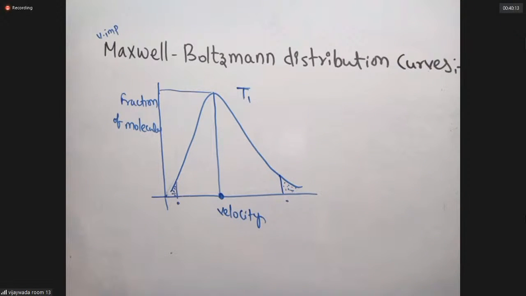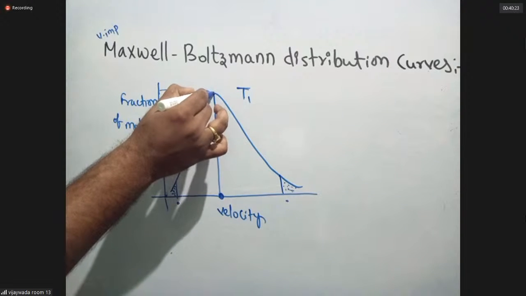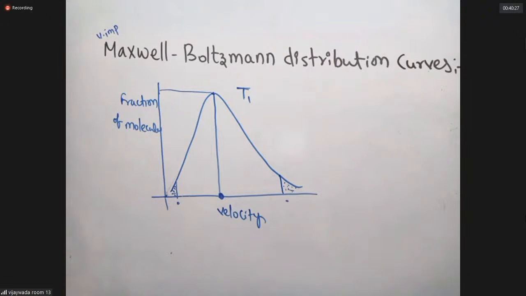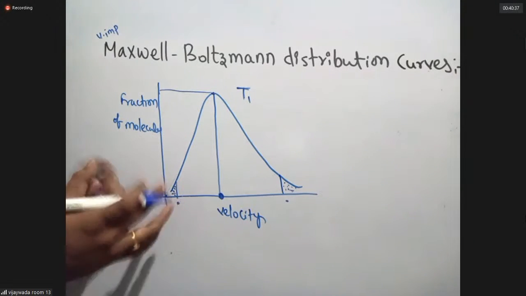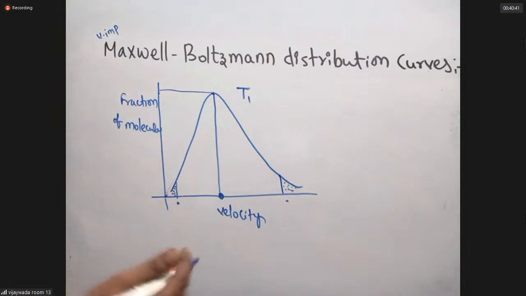Why? Because what is the most probable velocity? It is the velocity possessed by the maximum number of molecules. This is the maximum fraction. This fraction of molecules possessing this velocity is the most probable velocity. Okay, students, I can explain how they constructed this graph. I will explain it in a very simple way, with students.